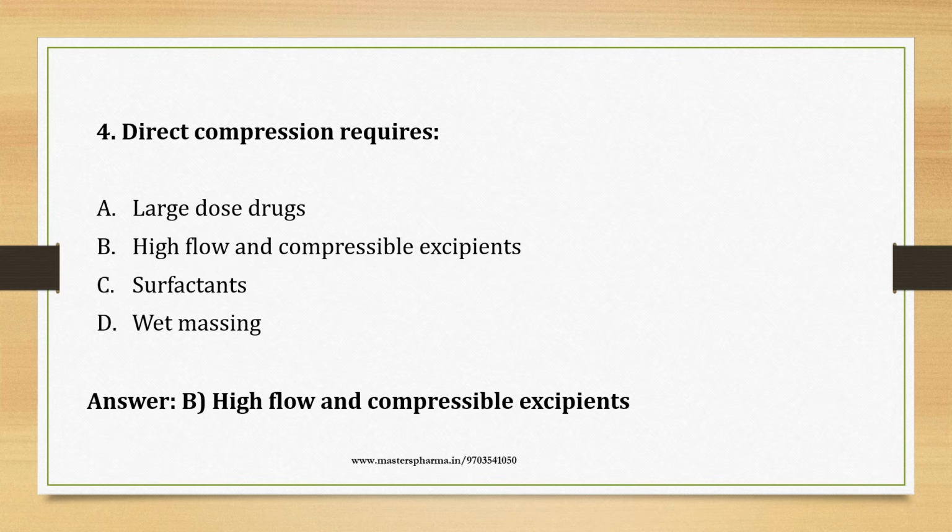So it can uniformly fill the die cavity and prevent weight variation. And the second one is high compressibility, so it can form a strong, stable compact when pressure is applied. Therefore, only excipients with superior flowability and compressibility are suitable for direct compression, for example, spray dried lactose and microcrystalline cellulose.